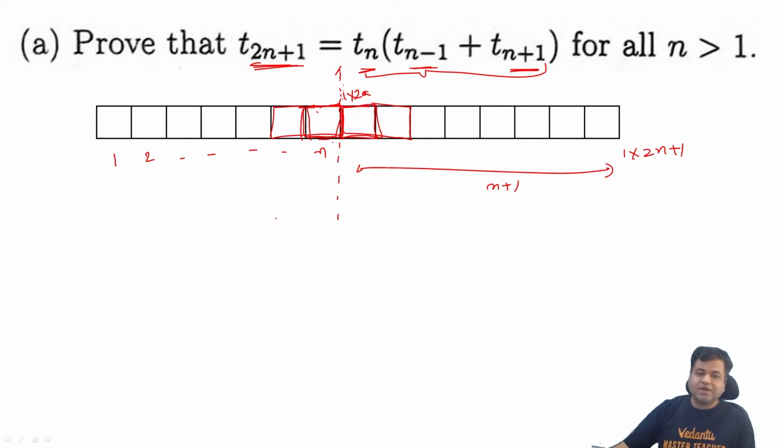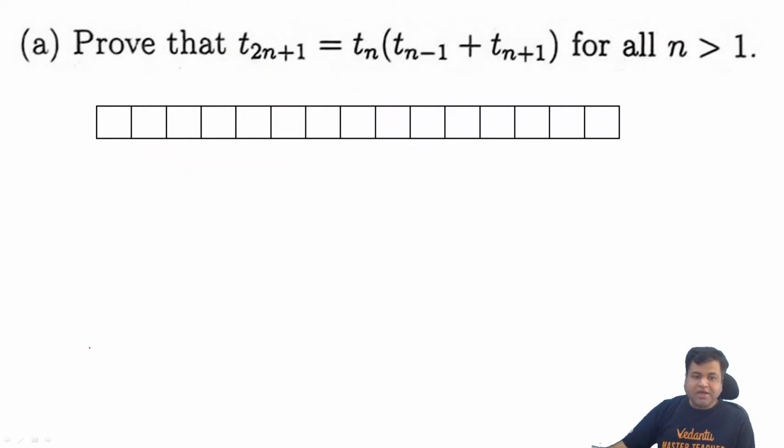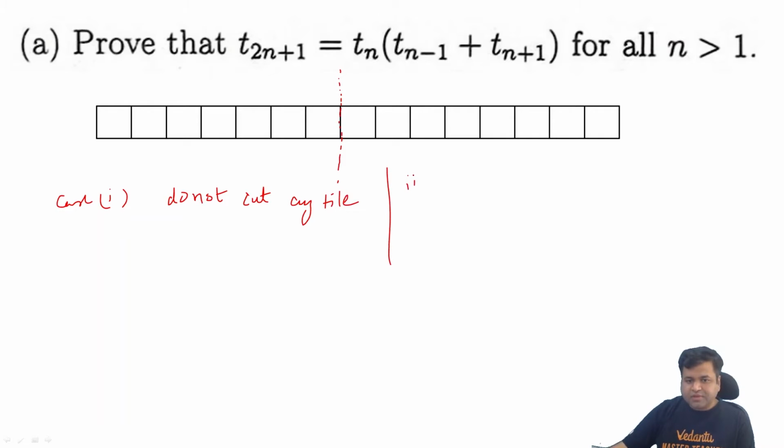मतलब पॉइंट इज देयर आर टू पॉसिबिलिटीज, ठीक है, कि या तो जो हमारी ये वाली लाइन है वो टाइल को कट करेगी या नहीं करेगी, ठीक है. तो दो केसेस लेते हैं. केस 1, ये जो हमारी लाइन है, this line does not cut any tile. केस 2 में, it cuts. अब कट कर रही है तो ऑब्वियसली it will cut a 1/2 tile, ठीक है.